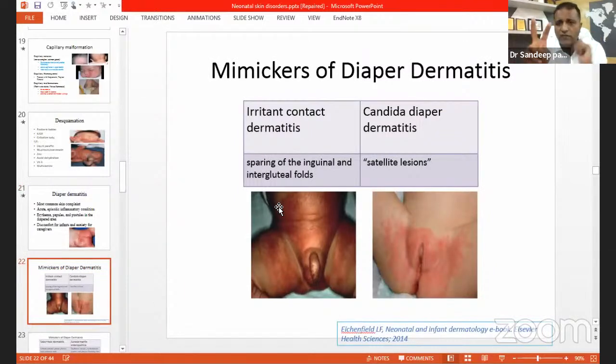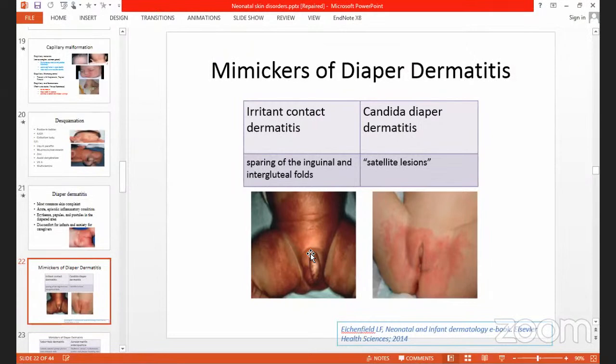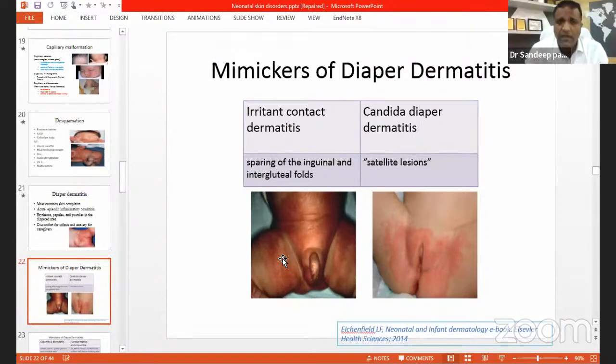So these next two slides are for mimickers of diaper dermatitis. Diaper dermatitis is treated very simply, which we are going to discuss later, but first you have to differentiate it because treatment differs. The first mimicker of diaper dermatitis is irritant contact dermatitis, meaning any irritant thing you are applying to the skin is going to cause such kind of irritant contact dermatitis. The differentiating point is that the inguinal folds are spared here. You can see here, sparing of inguinal and intertriginous spaces, meaning in between the gluteal regions also will be spared, and the contact area will only show the lesions.